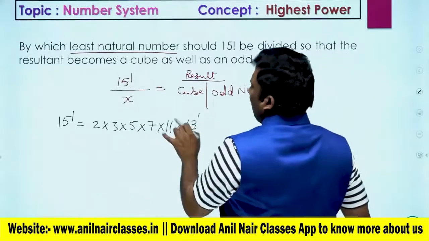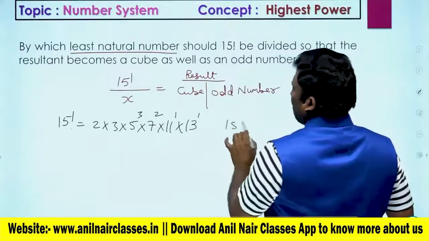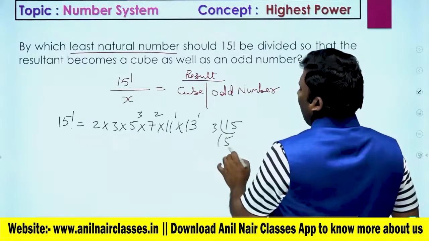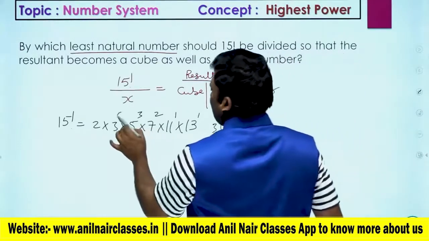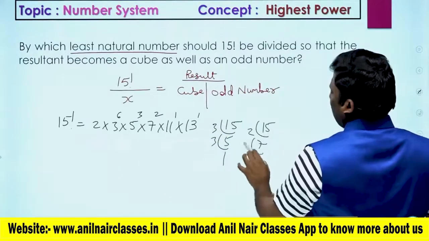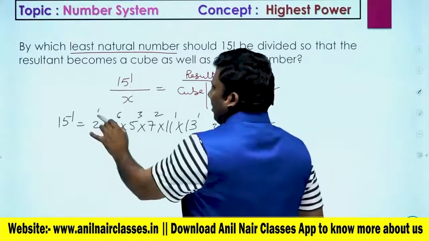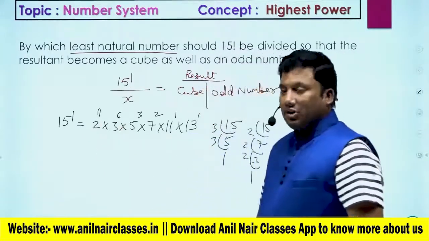Power of 13, it will be 1. Then for 11, it is 1. For 7, 2 7s are, 2 1s are, it will be 2. For 5, it will be 3: 3 5s are, 3 1s are. For 3, it is 6. For 2, it is 11. These are in 15 factorial.